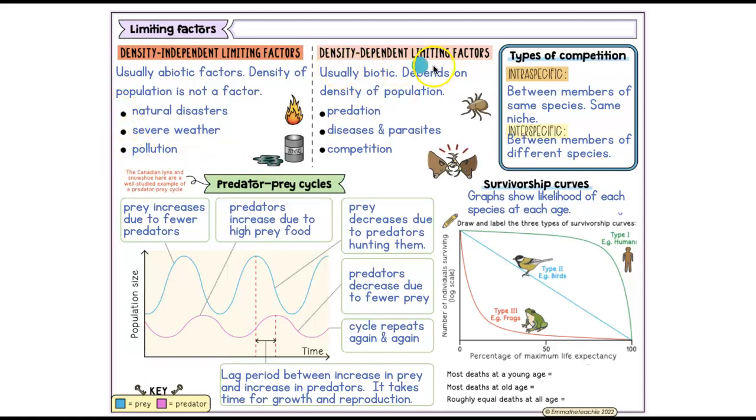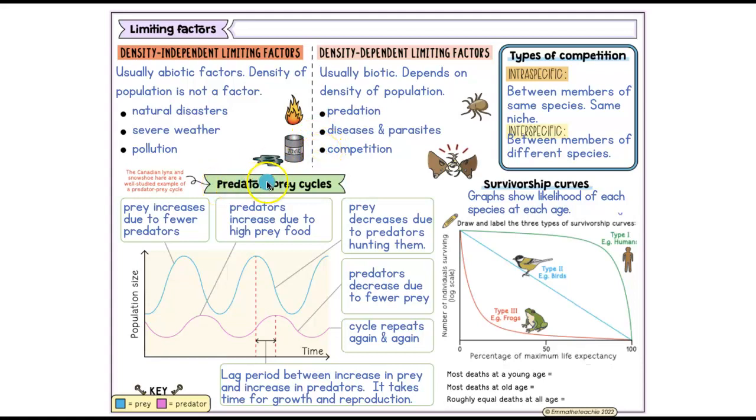Then we have density dependent, which is usually biotic, and it depends on the density of a population, so how closely packed the population is. This would be affected by predation, by diseases and parasites that would spread easily, and then by competition for resources.